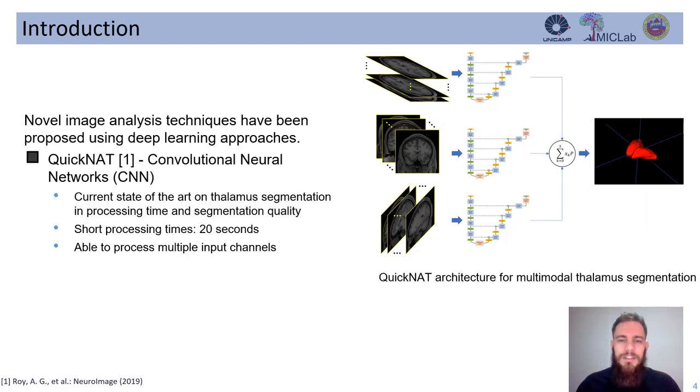In contrast to atlas-based methods, convolutional neural network approaches deal simultaneously with processing time and segmentation quality. For example, QuickNet is a CNN approach trained with masks generated by FreeSurfer, and is the current state of the art for thalamus segmentation. It is able to process the data in only 20 seconds, while the other methods take hours and still achieve the best results. Another advantage of this kind of approach is that it can handle multiple input channels, which is useful for processing multimodality.